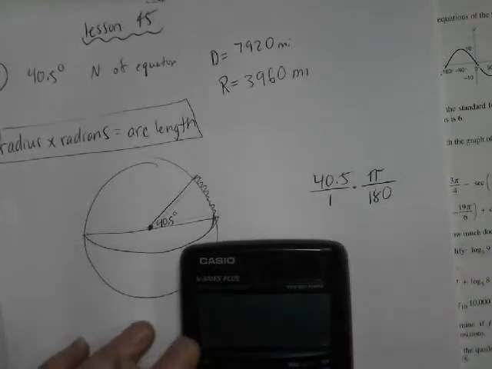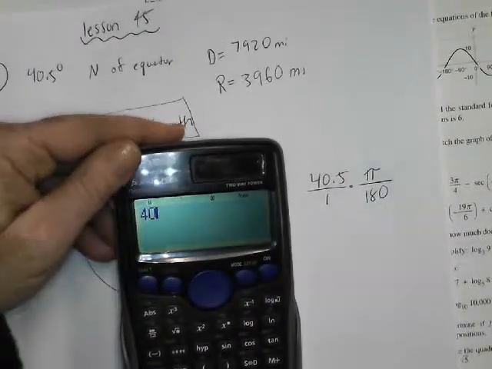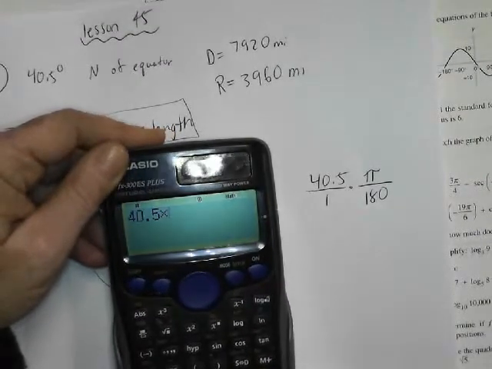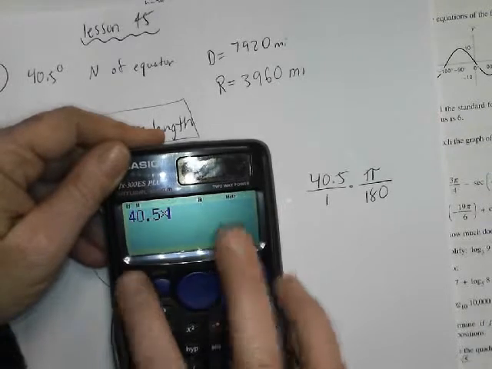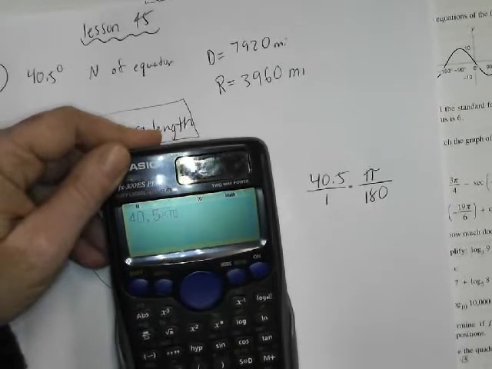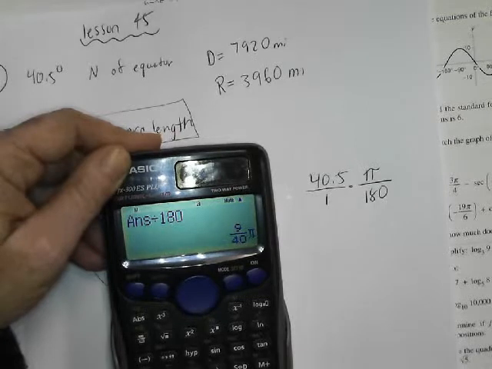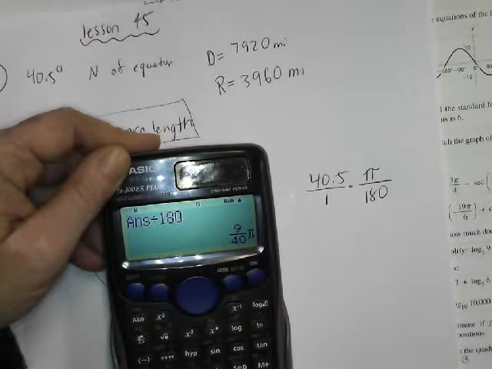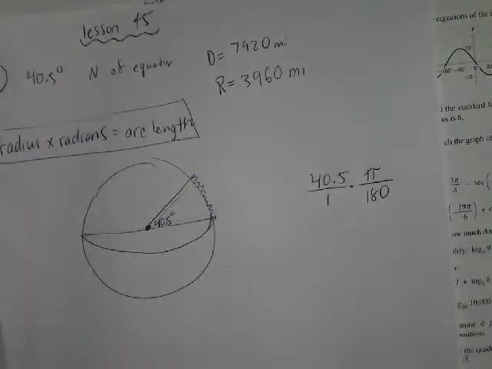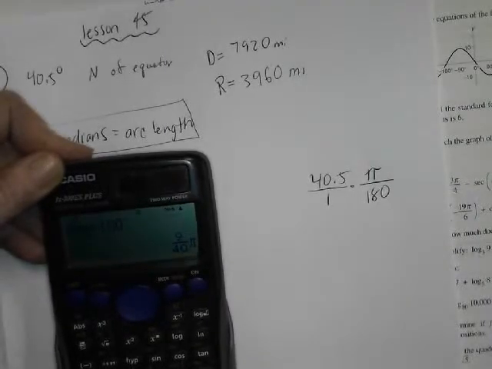I'm just going to go 40.5 times pi. You can't see what I'm writing, huh? I have a pi key. It's down there, so pi divided by 180. I'm just going to get some number for it. Well, I got 9 over 40 times pi. I can get a decimal for that if I want to. Yeah, we can just do that.